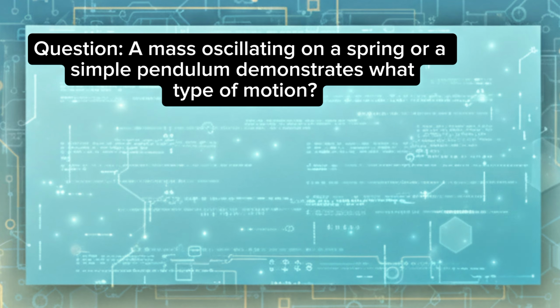Answer: vacuum. A mass oscillating on a spring or a simple pendulum demonstrates what type of motion? Answer: simple harmonic motion. In a closed system, the total momentum before a collision is equal to the total momentum after the collision. This is the law of?